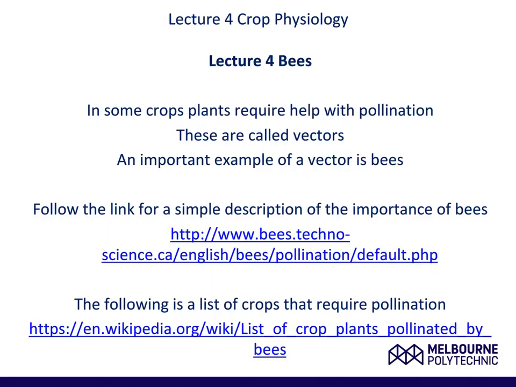I would like you to follow the link, which is also shown in your handouts, and this is a very simple description of the importance of bees. After you have read this link about the importance of bees, please have a look at the Wikipedia link. This is a very interesting list of all the crop plants that require pollination by bees. You will see many of these are important commercially in agronomy and also important commercially in Australia.